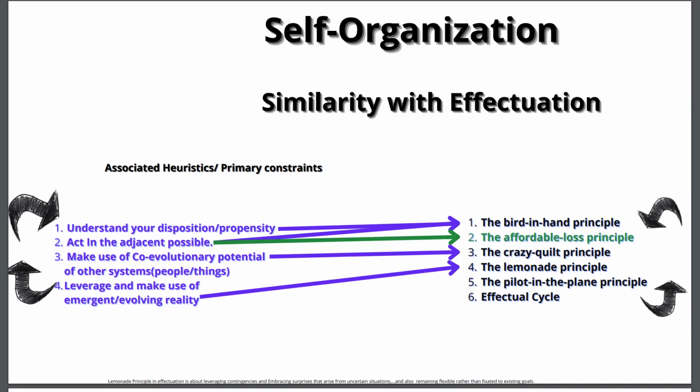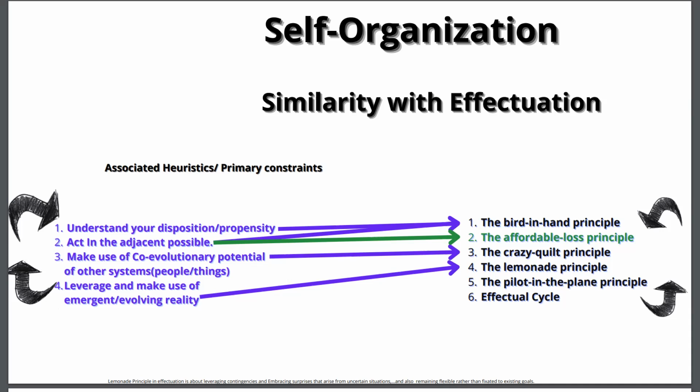The lemonade principle in effectuation is about leveraging contingencies and embracing surprises that arise from uncertain situations, and also remaining flexible rather than fixated on the existing goals. Even though this is not exactly the same as emergent and evolving reality, there is clearly a connection between these two ideas. So what Saraswati calls an uncertain situation here can be seen as an emergent situation.